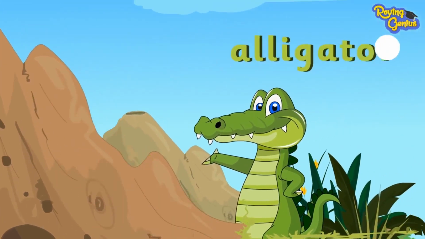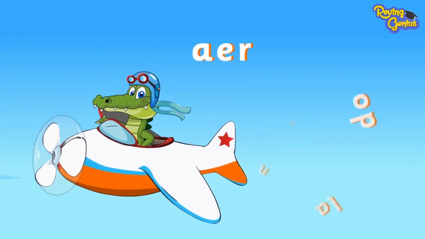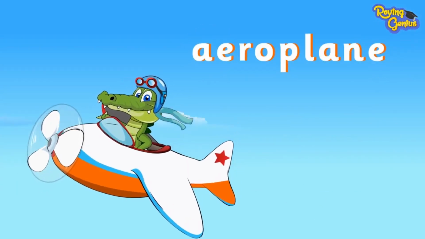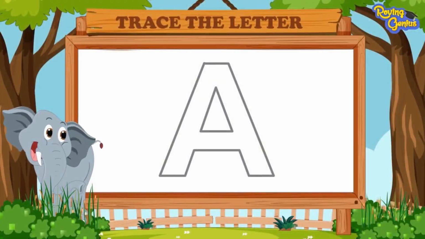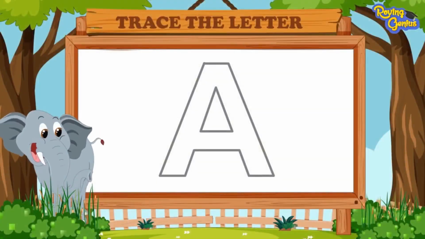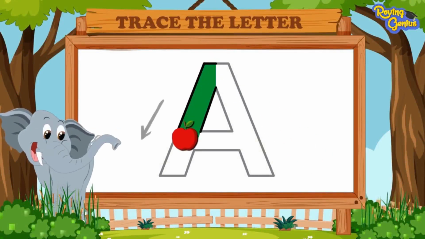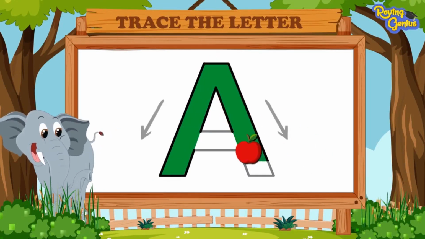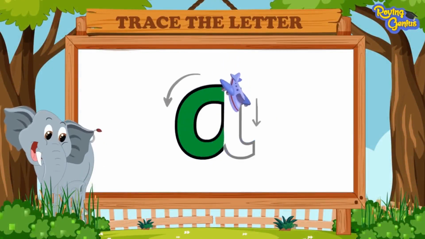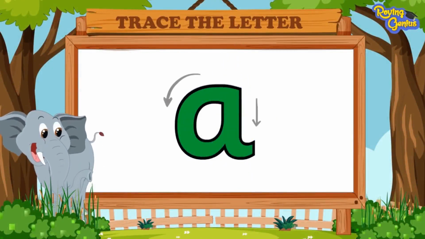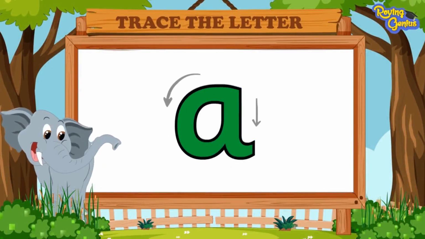A, a, alligator. A, a, airplane. Let's learn how to trace A with these fun rhymes. Pull down twice from the point at the top, then add a seat to watch the apple crop. The airplane flies around and down, makes the letter A, and then goes out of the town.